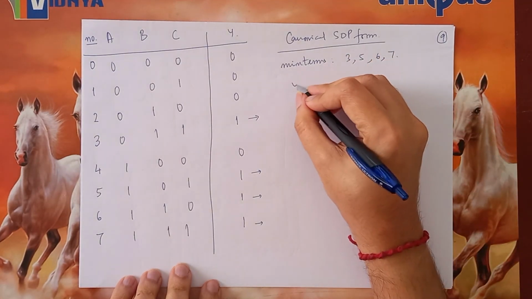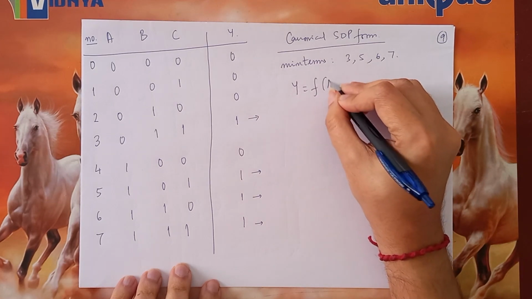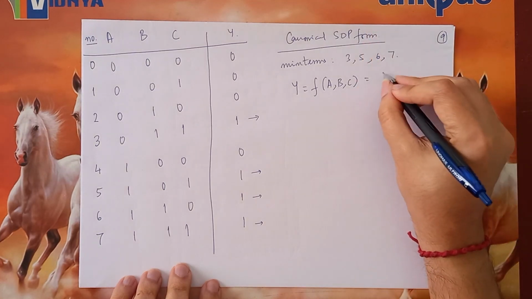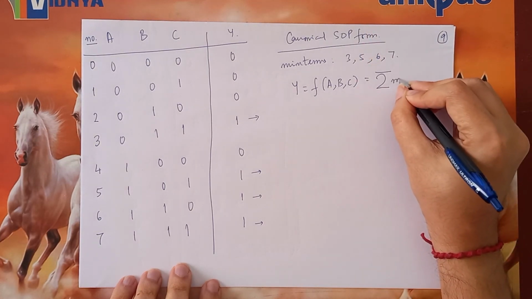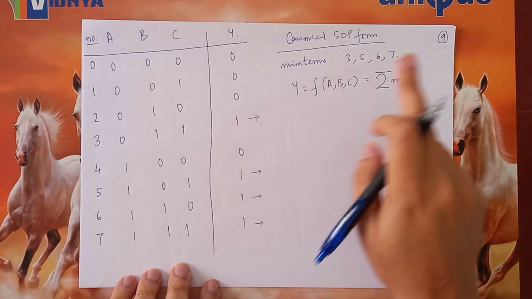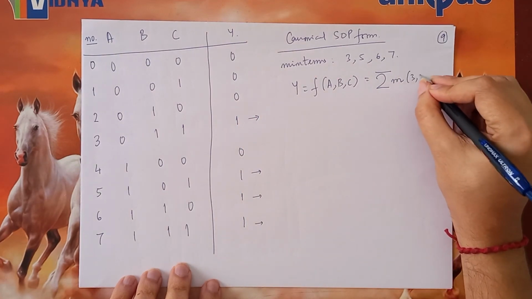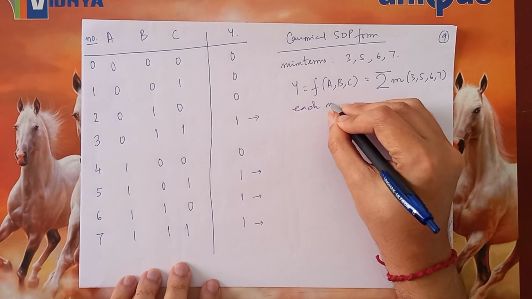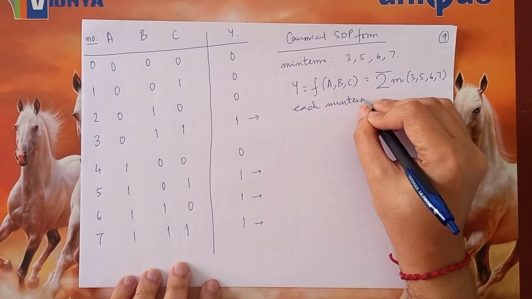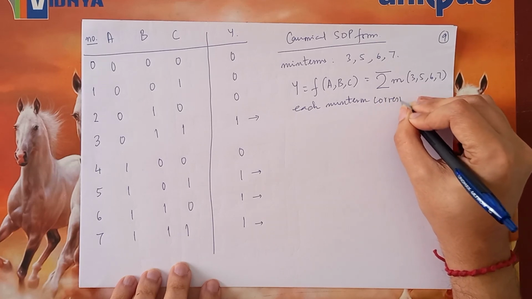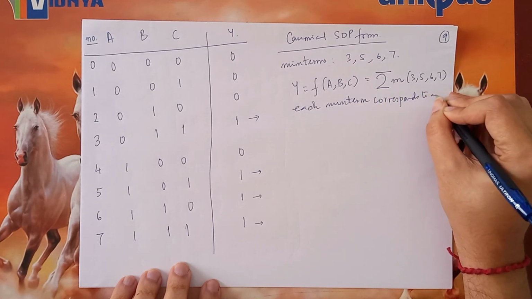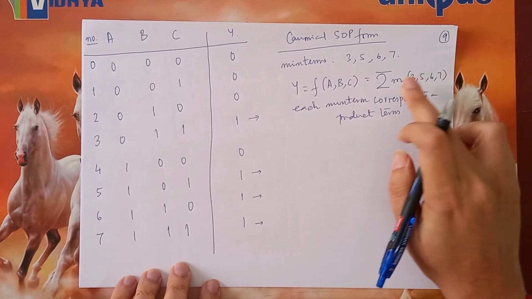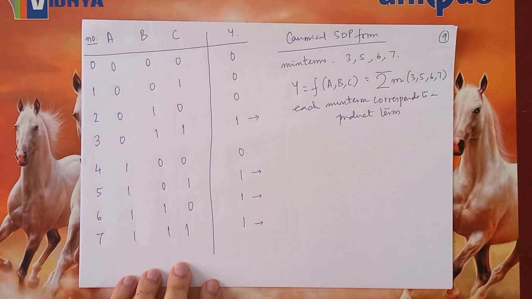So one more way to write this is y equals function of a, b and c. Because it is SOP, we will see it as a sum of min terms, because each min term corresponds to a product term. So therefore we are writing the min terms and adding them using this summation.